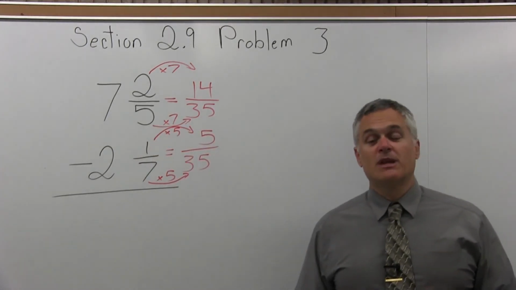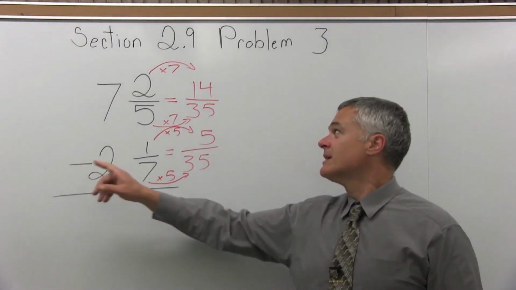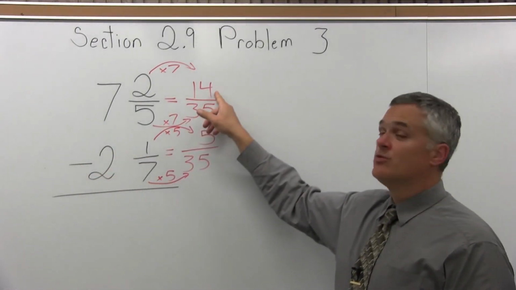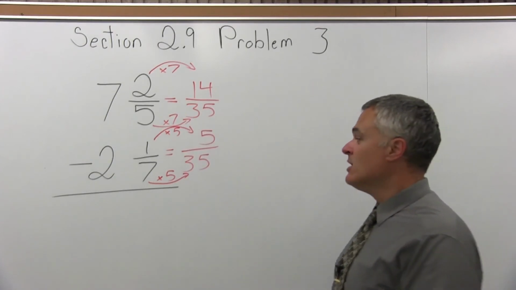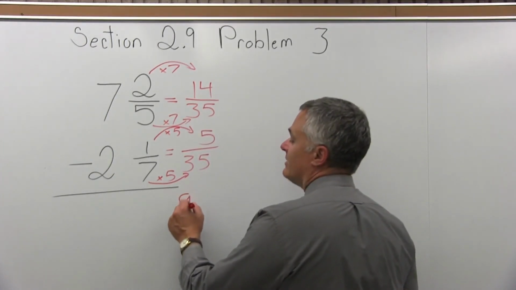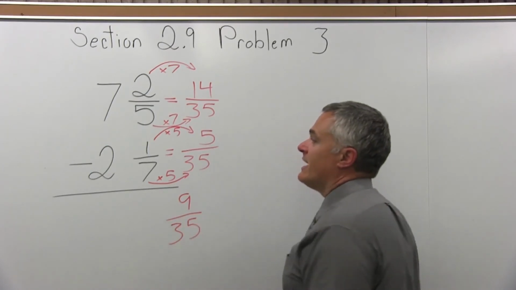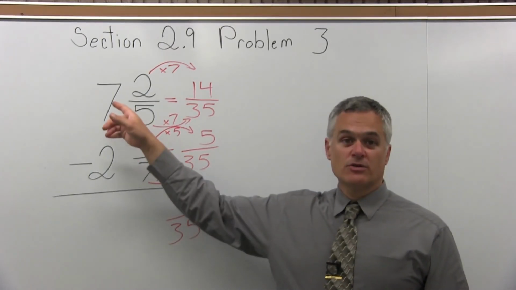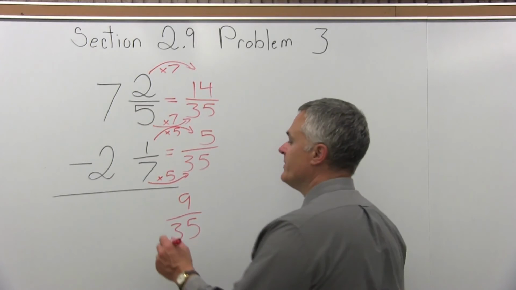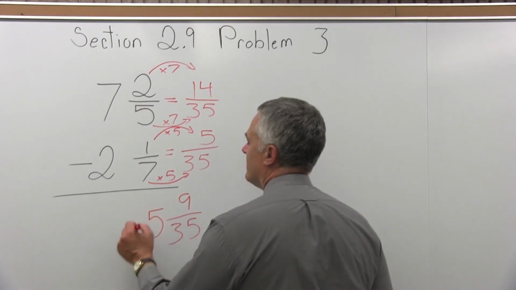So now, keep in mind, this is subtraction. So you have to subtract the numerators, 14 minus 5. 14 minus 5 is 9. You keep the same denominator, 35. And then don't forget the whole numbers. You subtract those also. 7 minus 2 is 5.